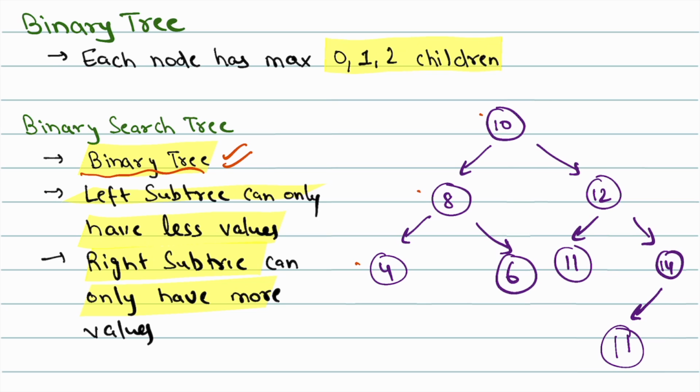We can say that. Now we need to check if the left subtree of any node has values lesser than that node. So what does this mean? Let's look at this node 10.